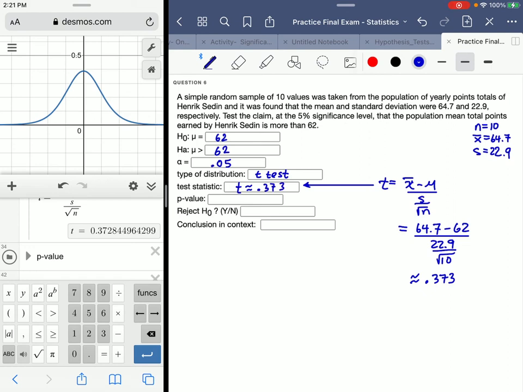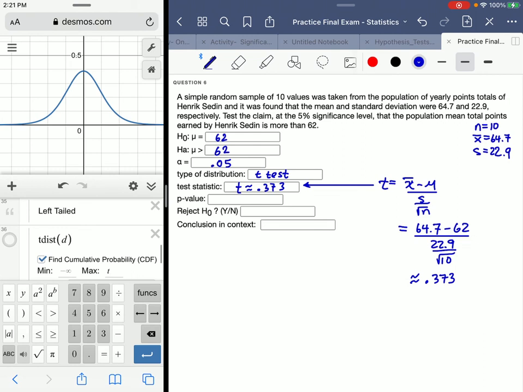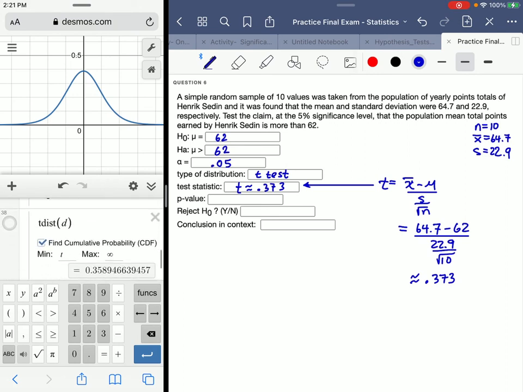And then we just need our p-value. The p-value in the case of this particular test, we're talking about a greater than symbol, so it's going to be a right-tailed situation. So the p-value is going to be about 0.359. So that is a no, because the p-value is not less than the alpha value.